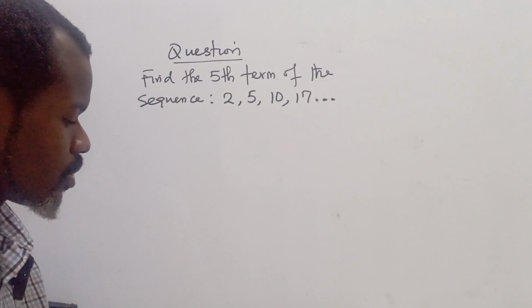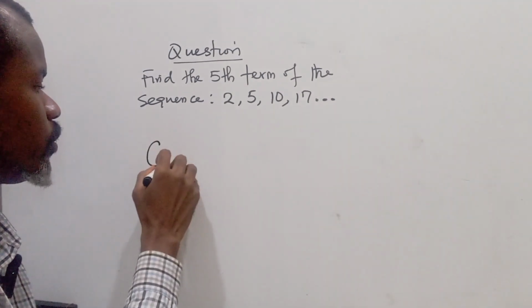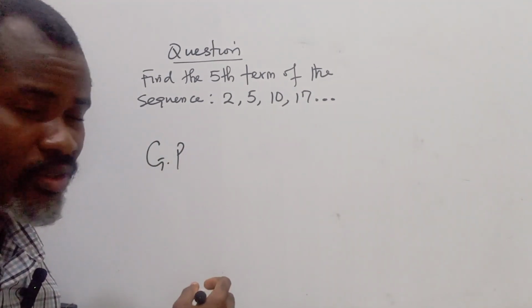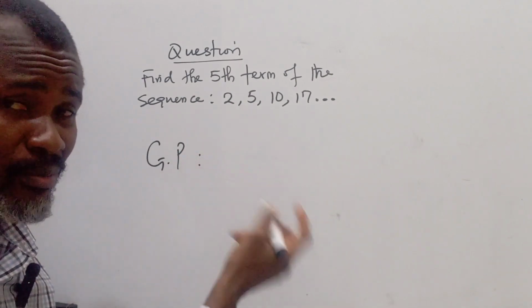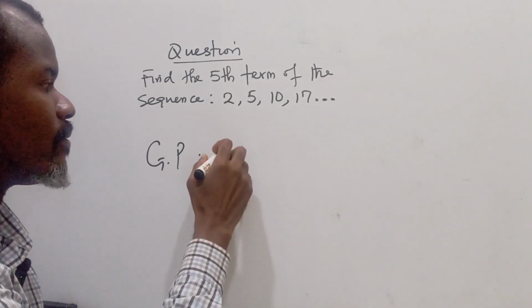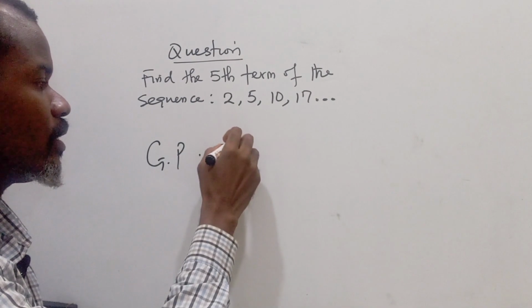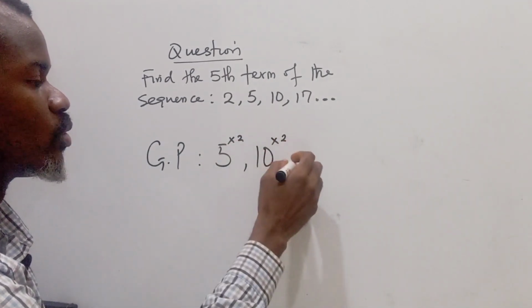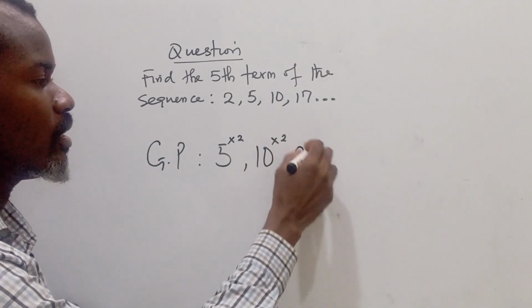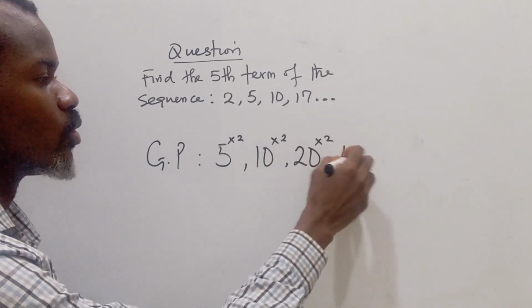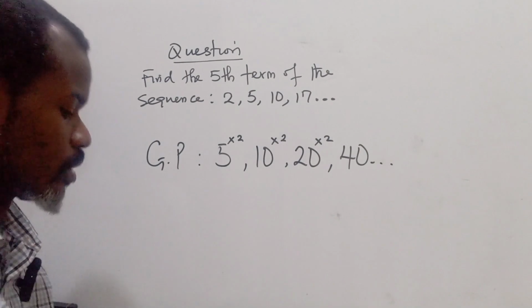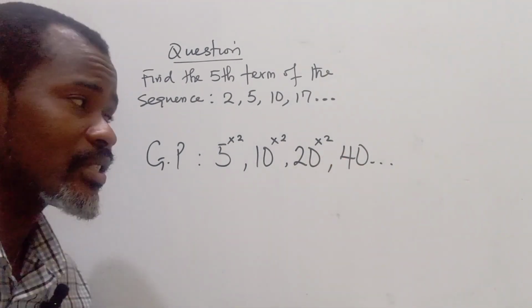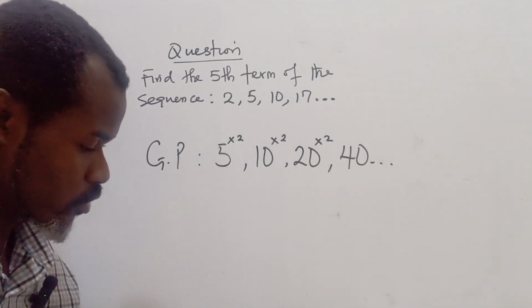We can also have what we call GP. Geometric, it either increases by multiplication or division. So if I have, let's say, 5, I multiply this by 2, we have 10. I multiply this by 2, we have 20. I multiply this by 2, we have 40. So it goes on and on. This is geometric progression.